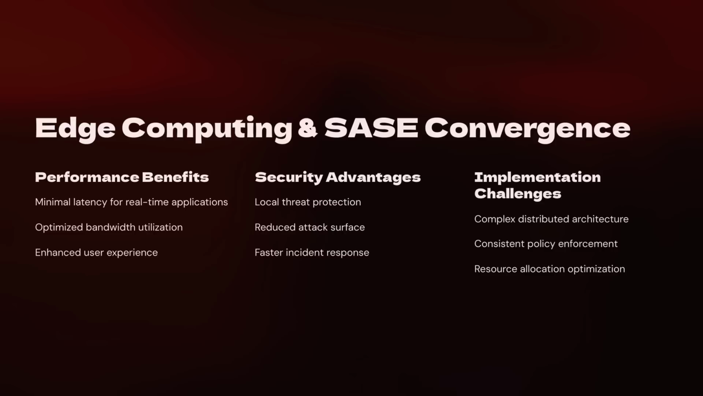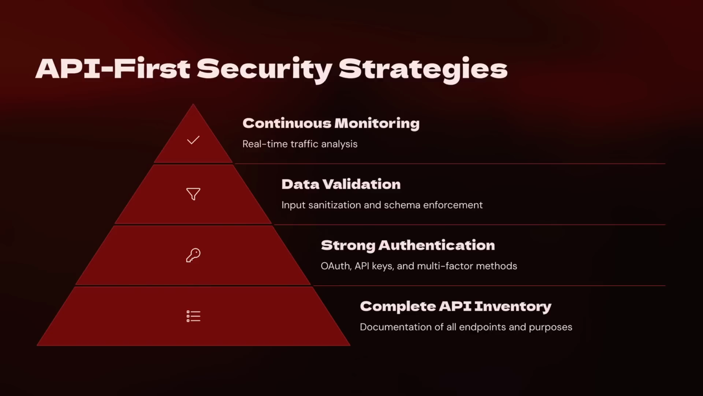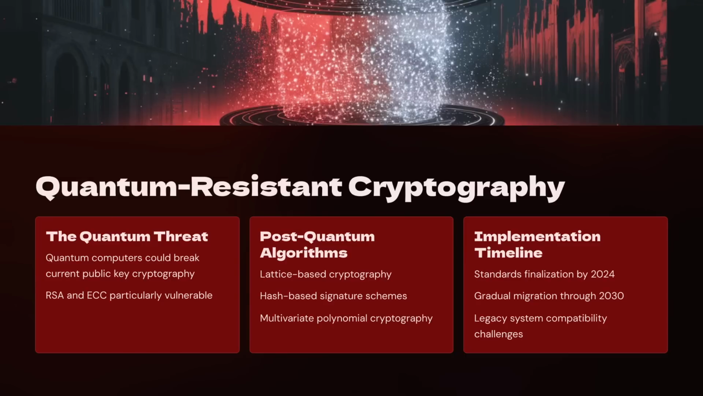Edge computing and SASE convergence: as edge computing grows, SASE solutions must adapt to provide security and connectivity at the edge. This convergence reduces latency, improves performance for real-time applications, and enhances the security of IoT devices and distributed networks. Zero trust architecture adoption: zero trust principles will become more deeply integrated into SASE and API security frameworks. This approach ensures that every access request is authenticated, authorized, and encrypted, regardless of origin or destination, thereby providing a more robust defense against sophisticated attacks.